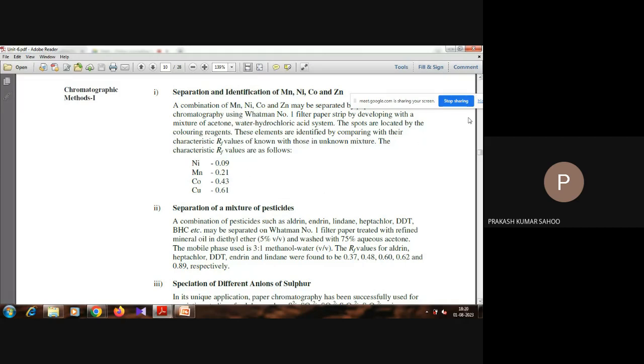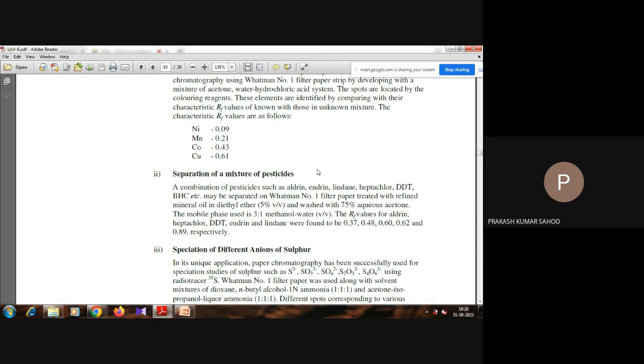This is performed on Whatman number 1 filter paper, and the solvent used is an acetone, water, hydrochloric acid system. These are the examples. Okay, separation of a mixture of pesticides.